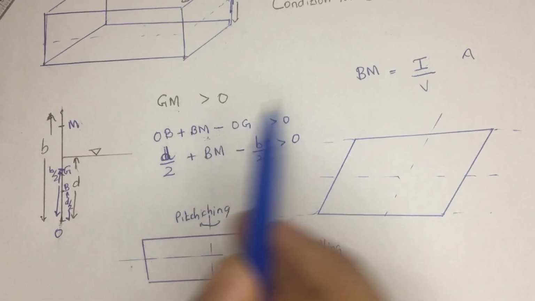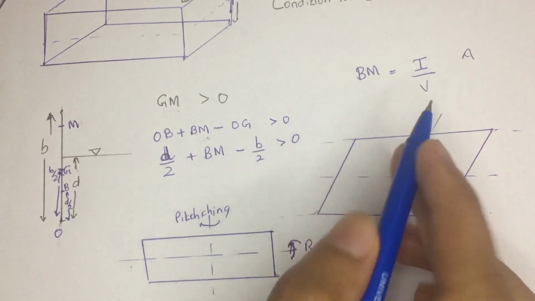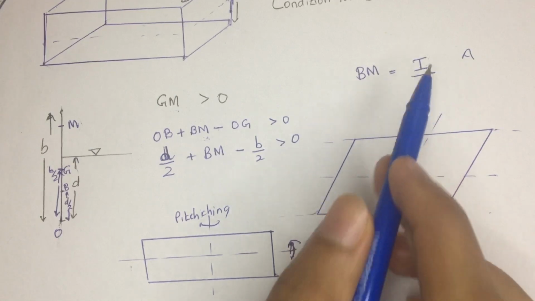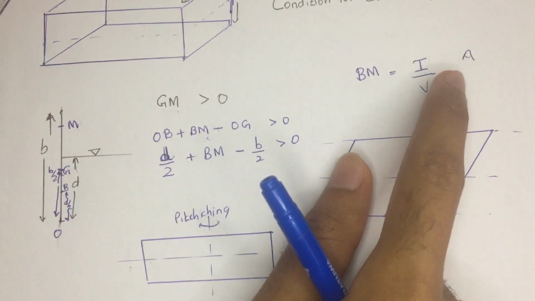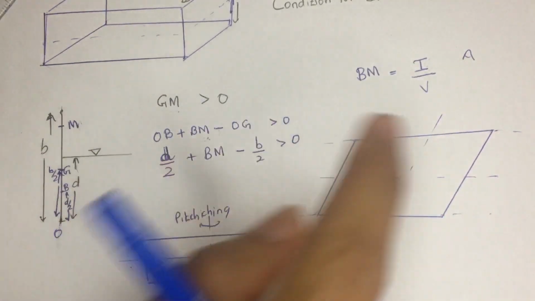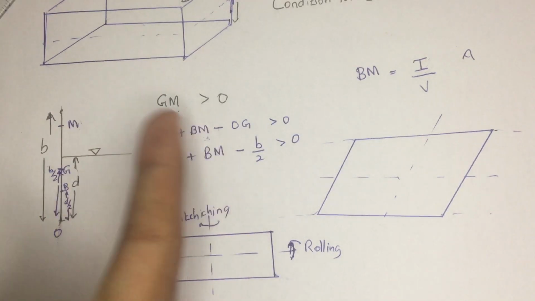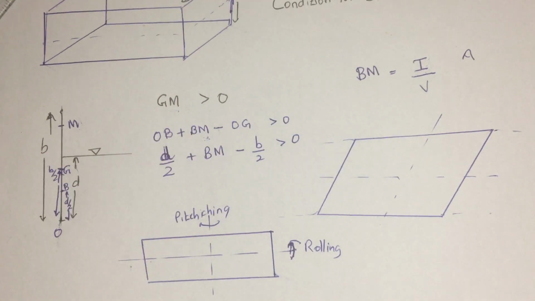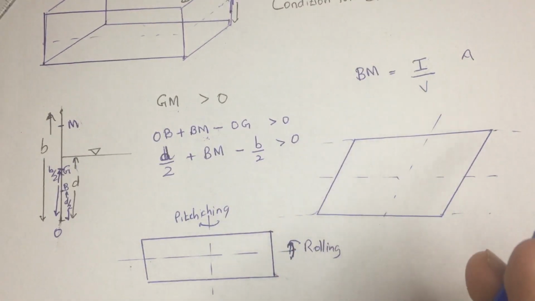When we are considering that, we knew BM is proportional to I. So we need to figure out when I is lowest. The reason is, if we show that when I is lowest, GM is greater than 0, we can directly tell that when I is higher, when I is highest, GM is greater than 0 for that too. So we need to show it for the lower I position.